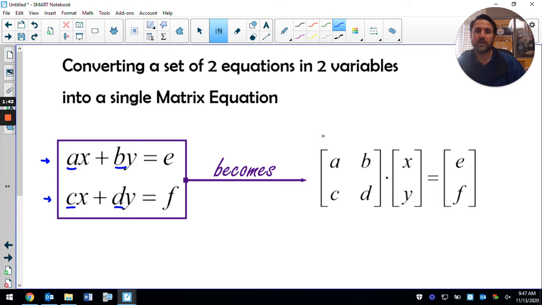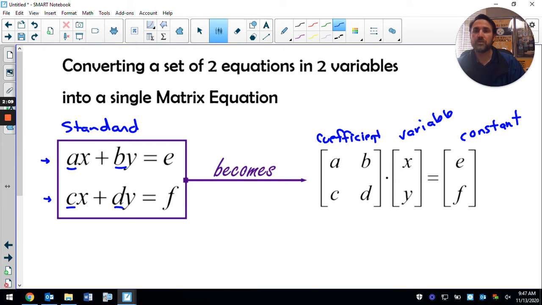So, one more time, these are the coefficients, and then you have the variables, and then you have the constants. Okay? Now you'll notice that originally these equations are in standard form. It's kind of critical there. Standard form is where you want to start. All right, and then you can convert those pretty easily into a matrix equation.